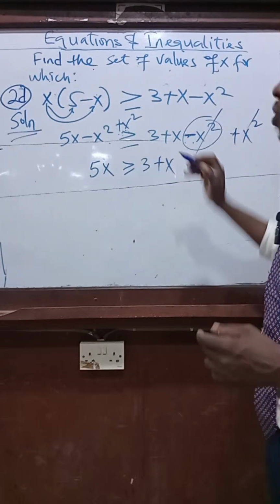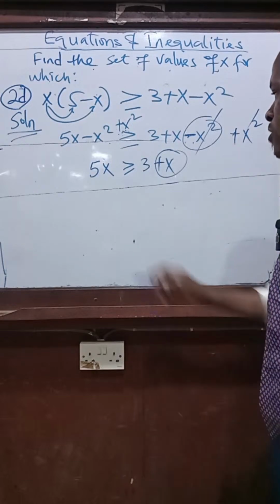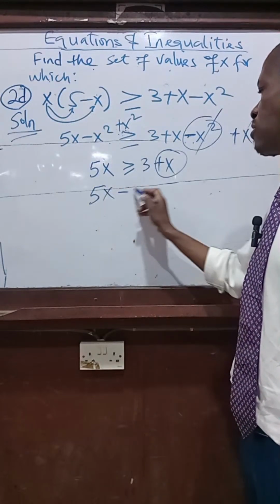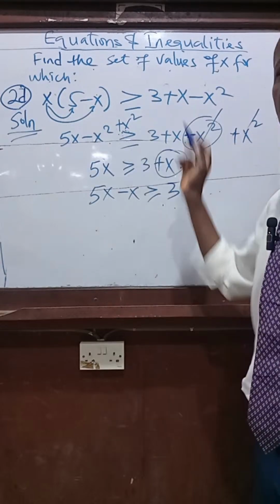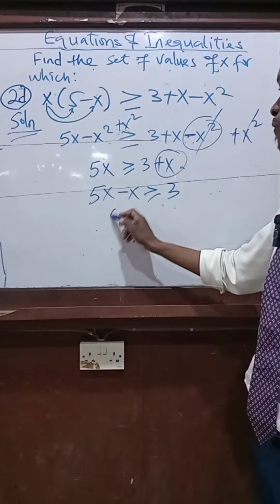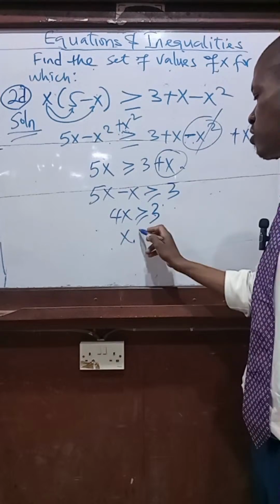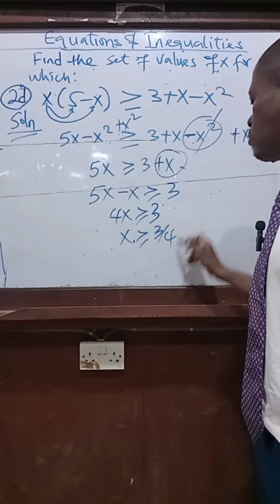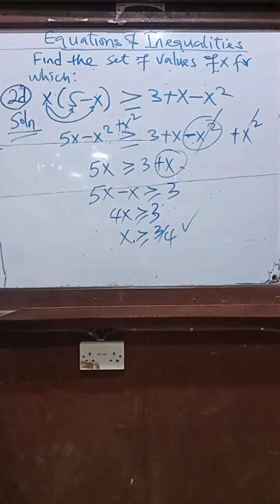And again, I want the x to be on the left side. So I need to remove this plus x from here. So that will be 5x minus x greater than what? 3. Add minus x to both sides of the equation. Okay. So we have 4x greater than or equal to 3. Make your x the subject. That's 3 over 4. Okay. And that's finished that question. Go for another set of questions also.